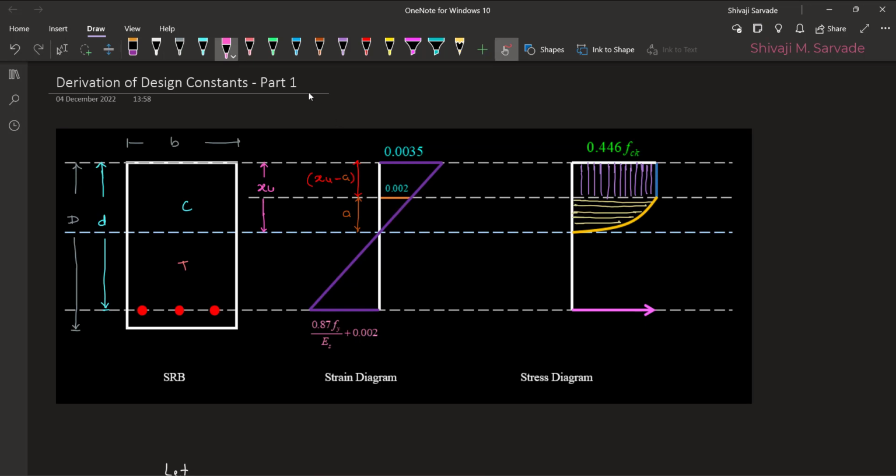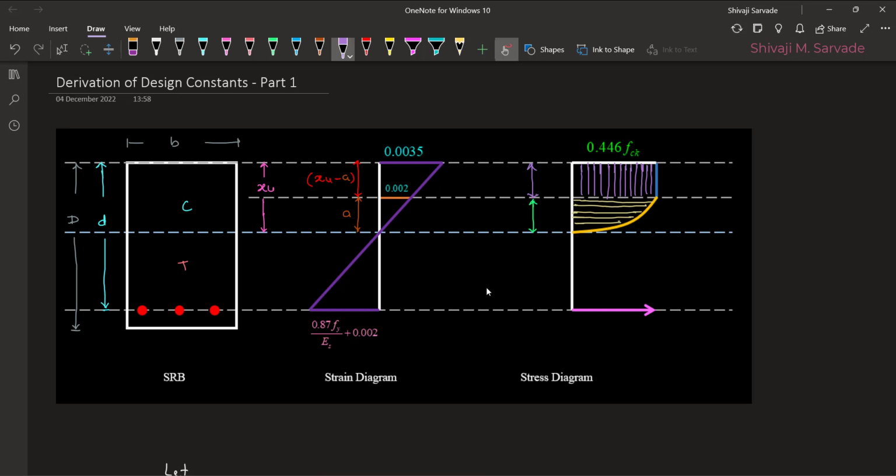Okay, now what is the interest here? We want to find out what is the value of A and what is the value of XU minus A. In other words, we want to know how much is this distance, which is the distance for the parabolic portion, and how much is the distance for the rectangular portion. That is what we want to find out. If we find this out, we will be able to get the area of the total stress block, and subsequently we can calculate what would be the total compressive force and what would be the total tensile force.